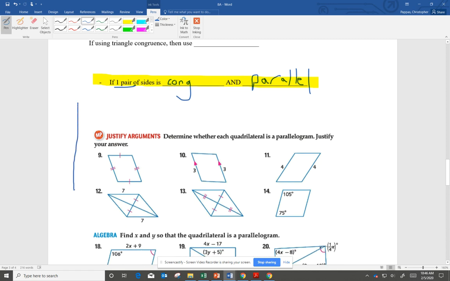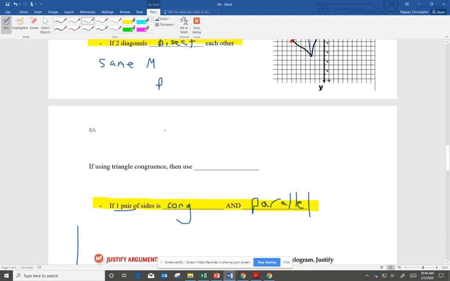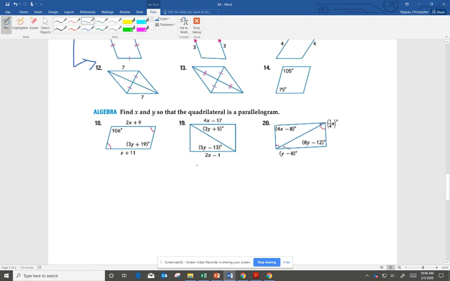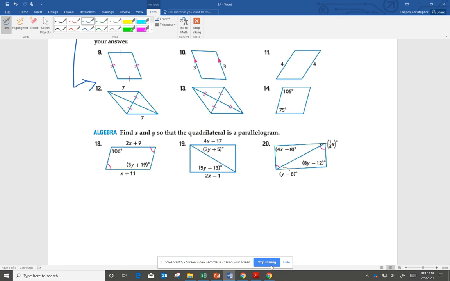So we should be able to mark yes or no on these, whether these are parallelograms or not, based on our 4 highlighted conditions up here for parallelograms. So if there's any questions, please don't hesitate to ask, and that should help you get finished with our 8A notes.